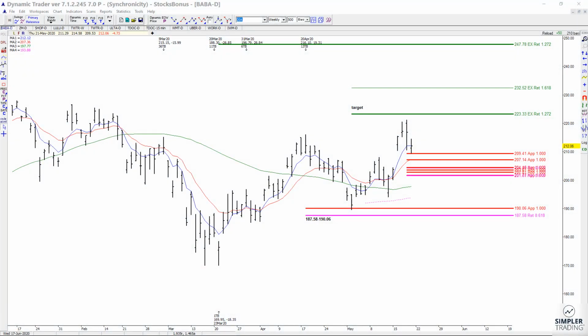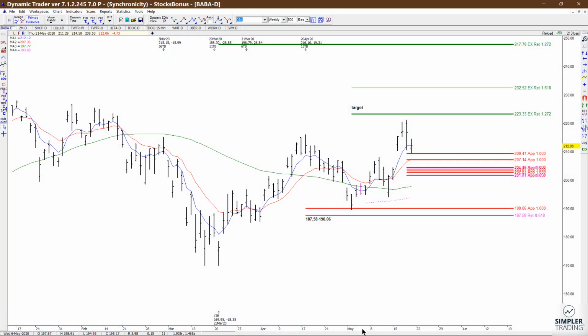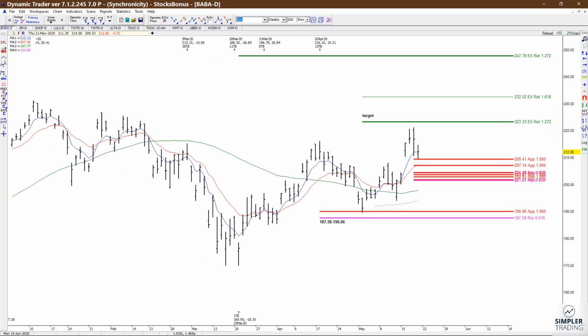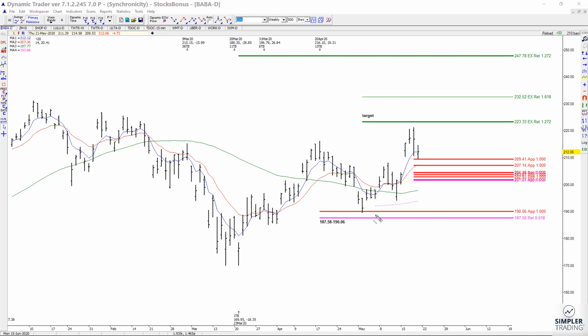In today's video, we're going to talk a little bit about BABA. Now, one of the last setups that we had was actually a counter trend buy decision. I considered it counter trend because we were underneath the 50 as far as the simple moving average, and also the 5 and 13 were in a sell mode as we were testing the support down at the 187.58 to 190.06 area. But it ended up hitting that support, holding the support, triggering against it.